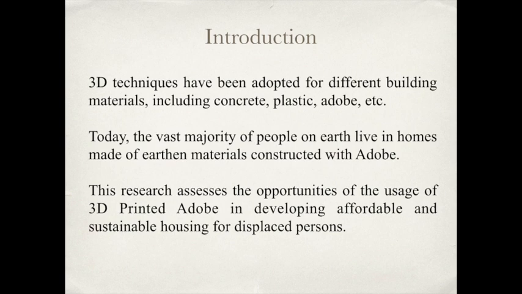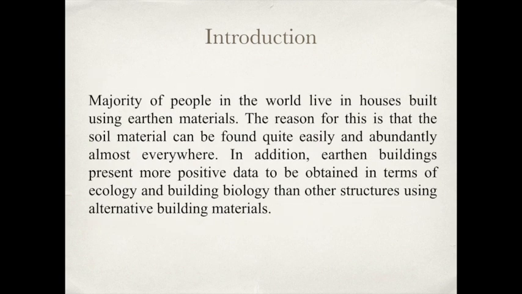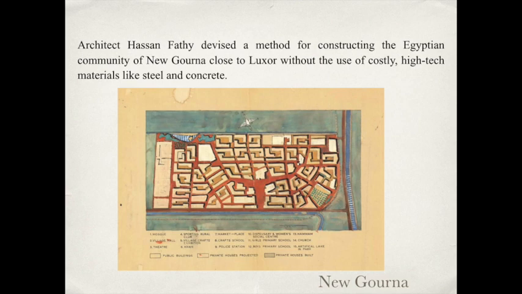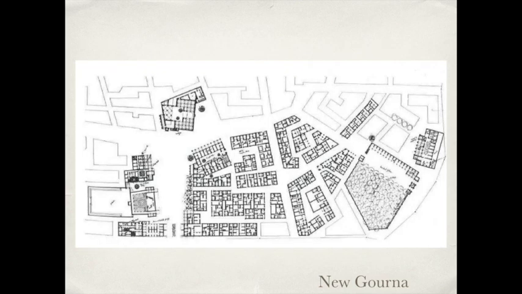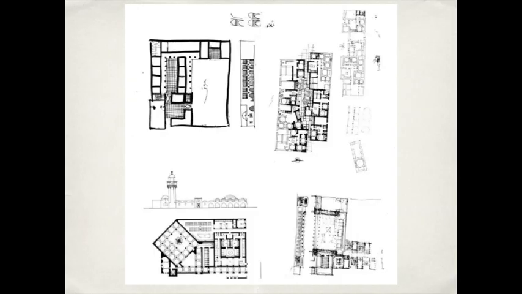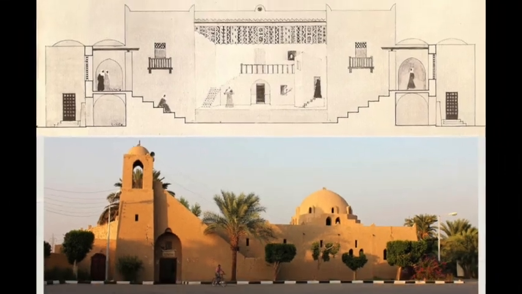The majority of people in the world live in houses built using earthen materials. The reason for this is that the soil material can be found quite easily and abundantly almost everywhere. In addition, earthen buildings present more positive data in terms of ecology and building biology than structures using other alternative building materials. A famous Egyptian architect, Hassan Fathy, devised a method of constructing the Egyptian community of New Gourna, close to Luxor, without the use of costly high-tech material like steel and concrete.